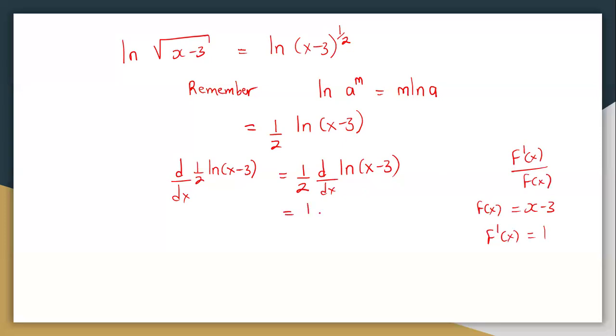So here I can say this is 1 over 2 times, getting 1 divided by the original function, which is x minus 3. So I have 1 over 2 times x minus 3. So you can also approach it from that direction. The beauty is you will still get the same answer.